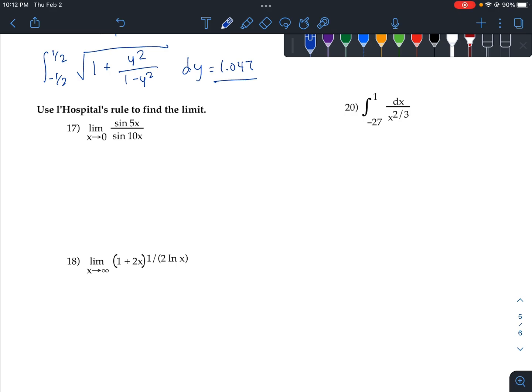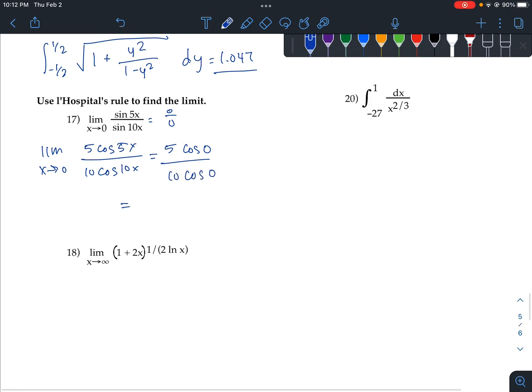Okay, use L'Hopital's rule to find the limit. I think that should be capital L, I'm not sure. So make sure that we can get an indeterminate form. If I sub in 0, I get sine of 0 over sine of 0, which is 0 over 0. So that's confirmed, then I can use L'Hopital's rule. The limit as x approaches 0 of the derivative of sine 5x, that's going to be 5 cosine of 5x over 10 cosine of 10x, and then I apply my limit, so I get 5 cosine of 0 divided by 10 cosine of 0. Cosine of 0 is 1, so I get 5 over 10, which is equal to 1/2.